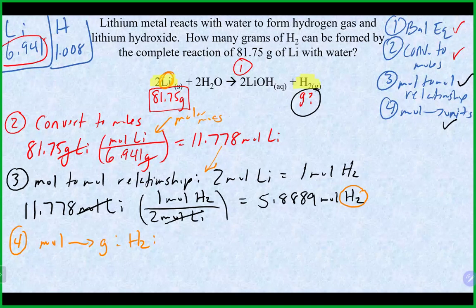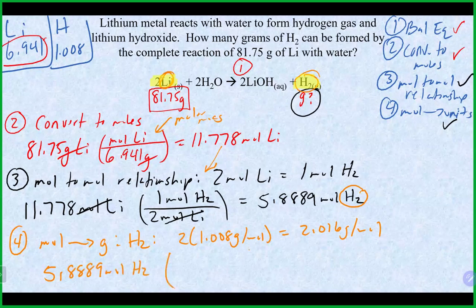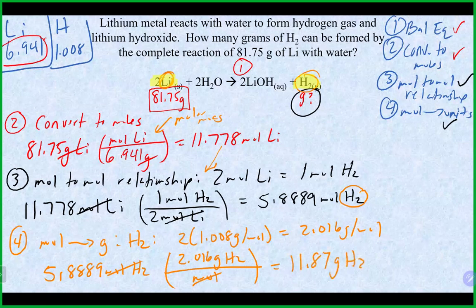So same thing here. We're just going to do it based off of H2's formula. And we would do our 2 times 1.008 for each hydrogen. And that'll give us 2.016 grams per mole. So taking our 5.8889 moles of hydrogen, use our molar mass. Here we are going to want the grams up on top, and the moles on the bottom so that they cancel. We will end up here with 2.016. I'll call it 11.87 grams of H2 in this case. And that would be our fourth step.